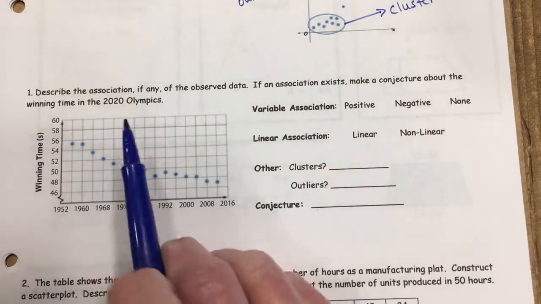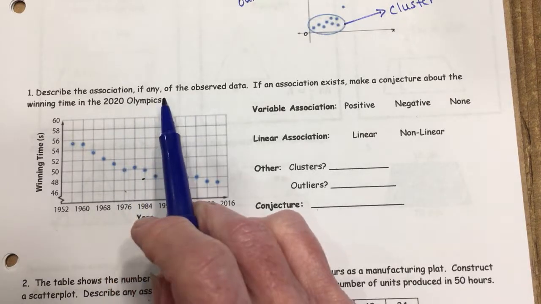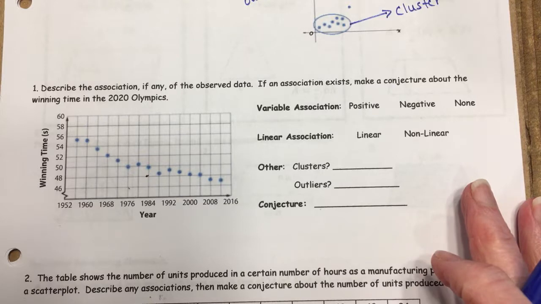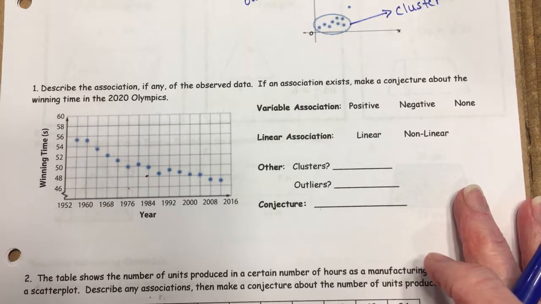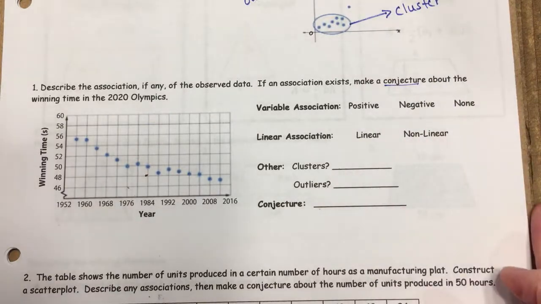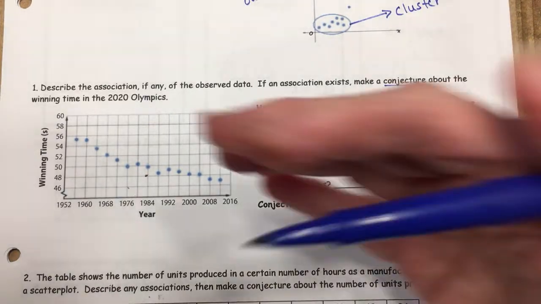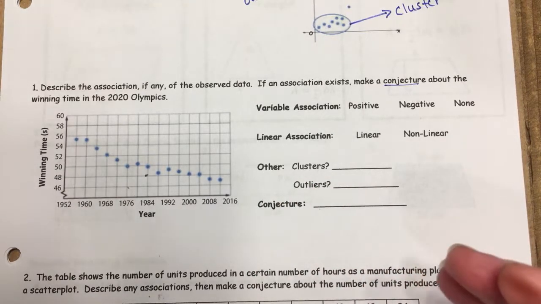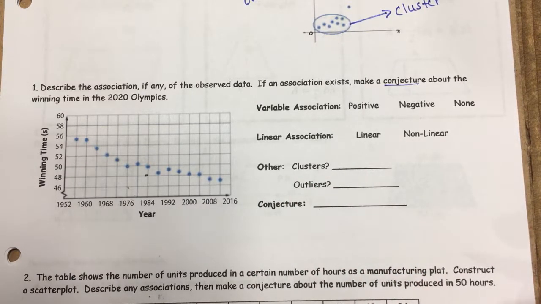All right, so here's an example. Describe the associations, if any, of the observed data. If an association exists, make a conjecture about the winning time in the 2020 Olympics. So conjecture is kind of like a guess, an educated guess. Like if we see that there's some type of pattern going on here, then could we use that pattern to predict what's going to happen in 2020?